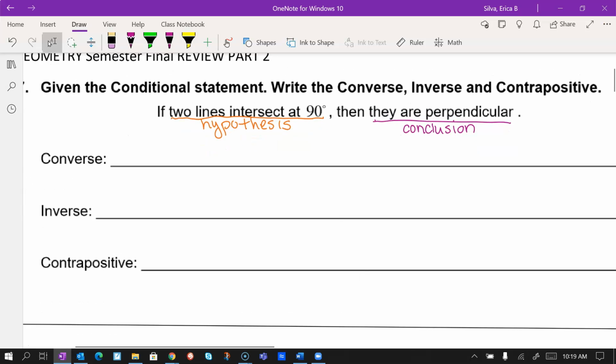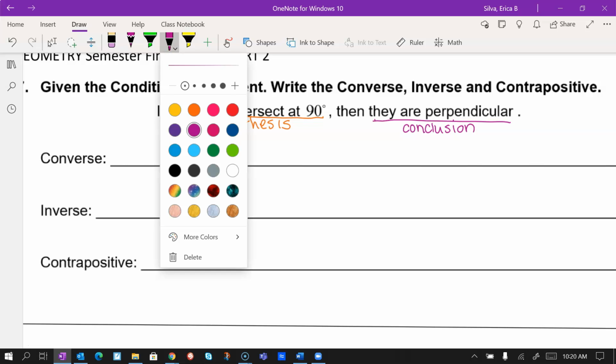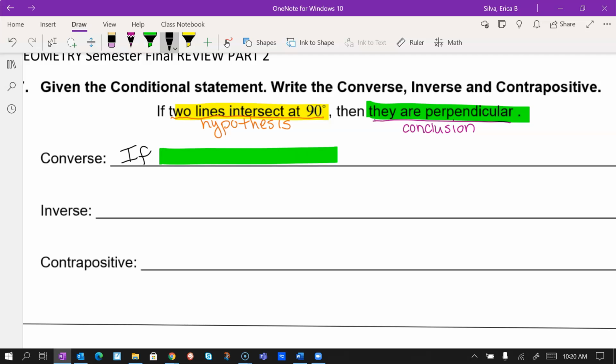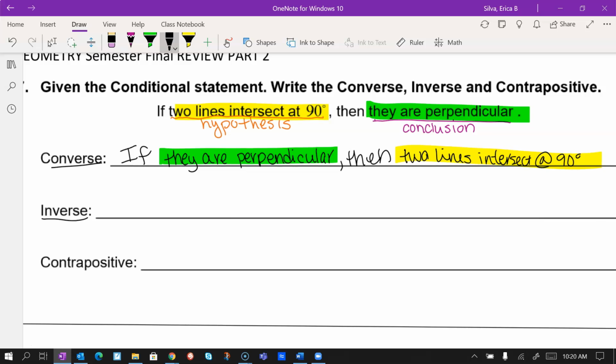If you guys remember, the converse is when we just switch the hypothesis with the conclusion. So we're going to write if, actually highlight, we'll do this in this color. So if they are perpendicular, then the two lines intersect at 90 degrees. That's for my converse.